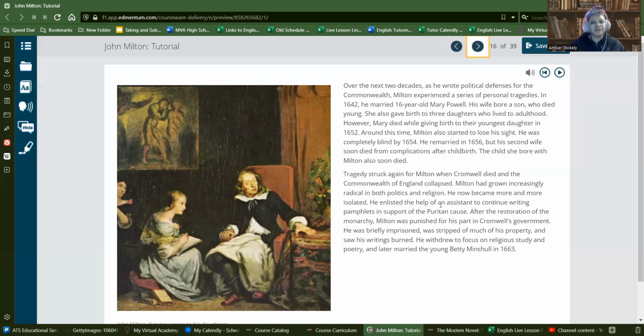So basically after he got out of prison, he withdrew to do solely religious study, and he did end up getting married again in 1663.